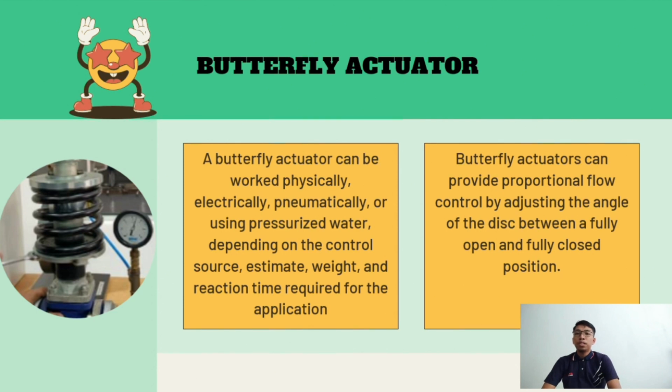Next one is butterfly actuator. A butterfly actuator can be worked physically, electrically, pneumatically, or using pressurized water, depending on the control source, estimate weight, and reaction time required for the application. Butterfly actuator can provide proportional flow control by adjusting the angle of the disc between a fully open and fully closed position.